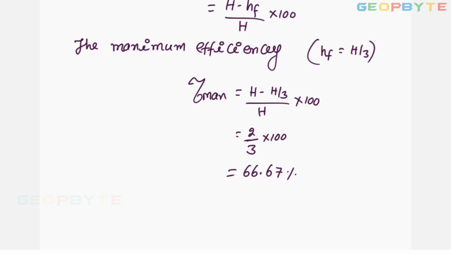I hope you clearly understood the meaning of the hydraulic gradient line, total energy line, then power transmitted by a pipeline, condition for maximum power, efficiency and maximum expected efficiency. With this theory part I am concluding. Let us do a problem on the flow through pipes.